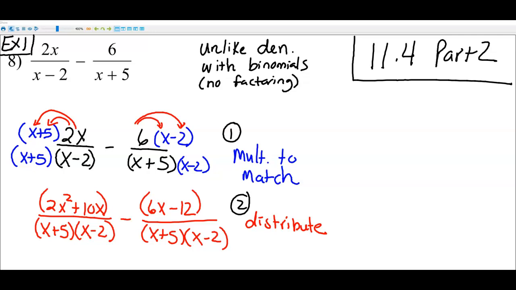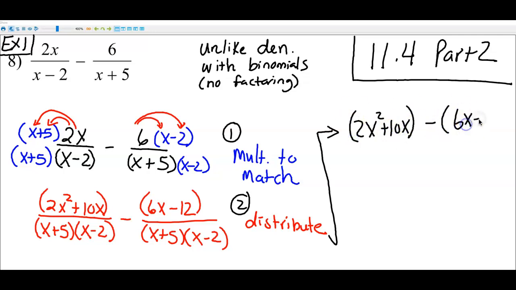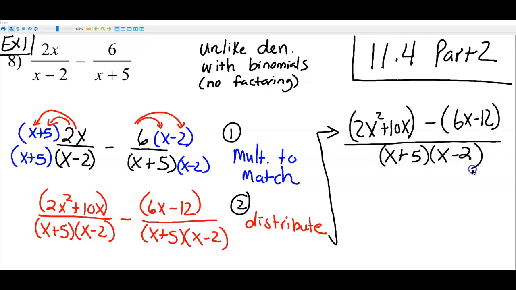Let's move on to step 3. What we're going to do is go ahead and combine these into one fraction now, since they have a common denominator. We have 2x squared plus 10x on the top left, minus 6x minus 12 on the top right, and we put all that over the common denominator. For step 3, I'll put it up here because I'm going to have space on the side, but it's just to combine them together into one fraction. At this point, we probably should know what to do. What should we do at this point, guys?